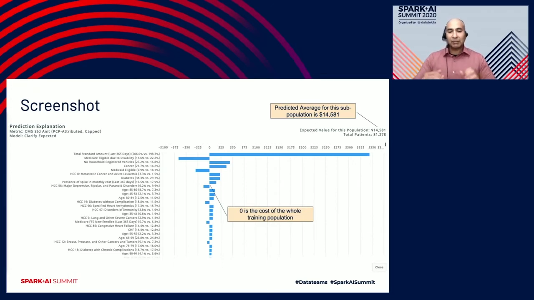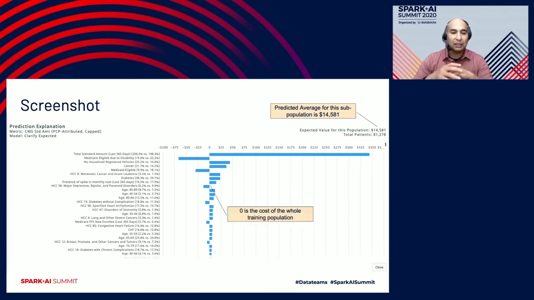So let's take an example of what the end result looks like before Iman walks you through how we built it. This is an example of the end result. In this case, you're looking at a prediction explanation. And if you look at the top right, you can see the predicted average cost for this subpopulation was 14,581. So what actually made up that prediction?